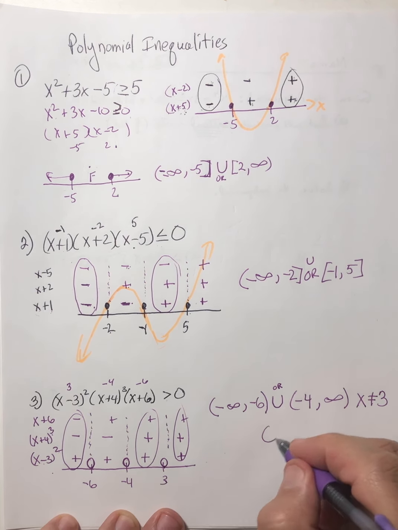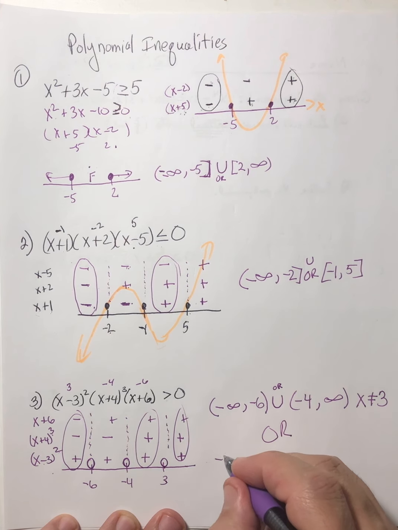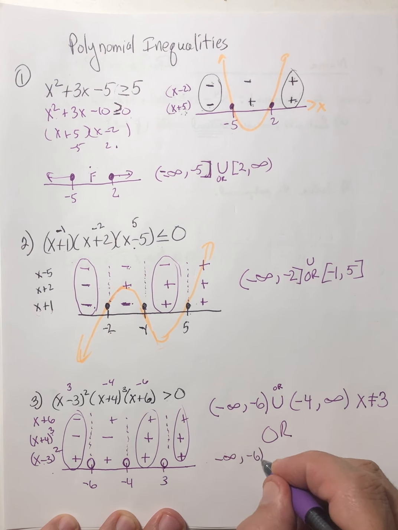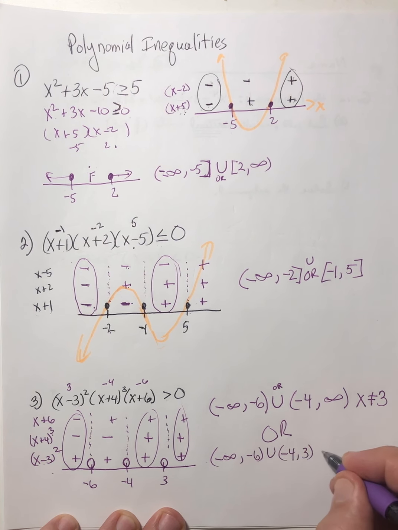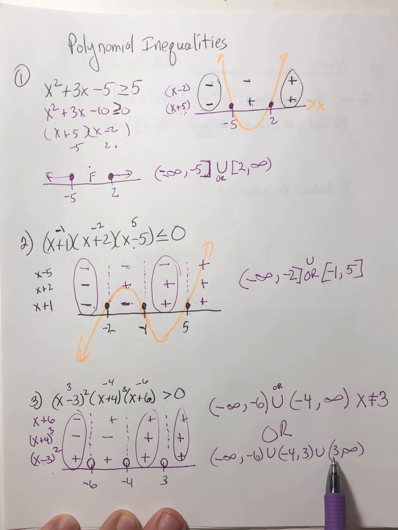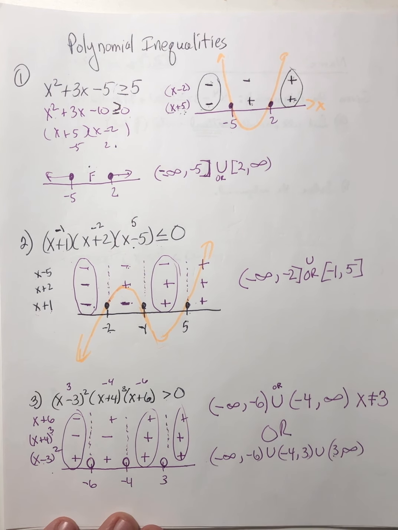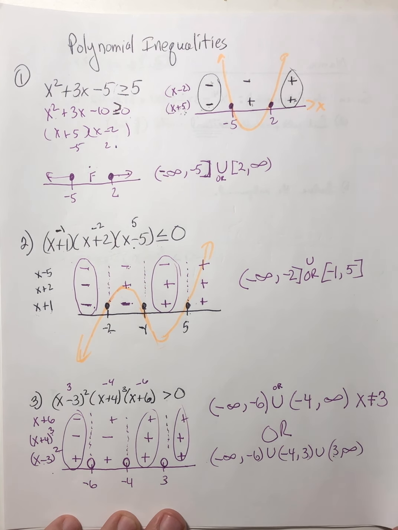Or union negative 4 to 3, and then or 3 to infinity. As long as you have the parentheses on them, you're not including them. So either this or this, it does not matter. Pick your favorite. They're the same results.